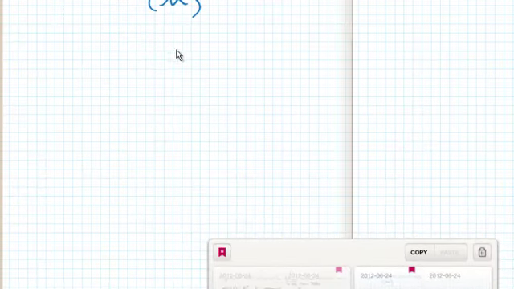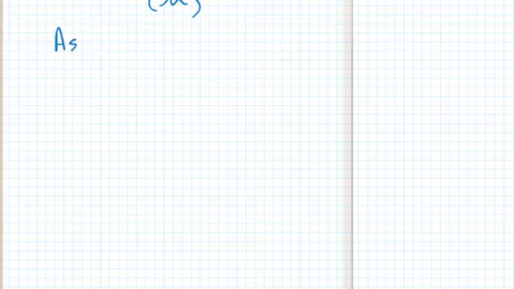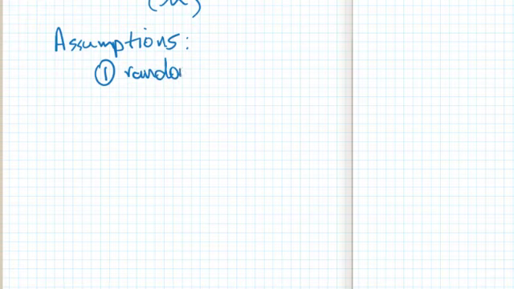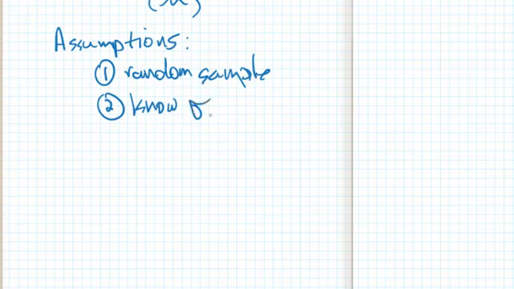All right, and there are some assumptions, and our assumptions are as follows. To be able to test hypotheses about means, we have to have the following. One, you got to have a random sample, or an SRS, simple random sample at best, and we're going to know sigma. If we don't know sigma, we got a whole different set of issues that we're going to talk about later. Don't worry about it, okay? All right, so you ready?